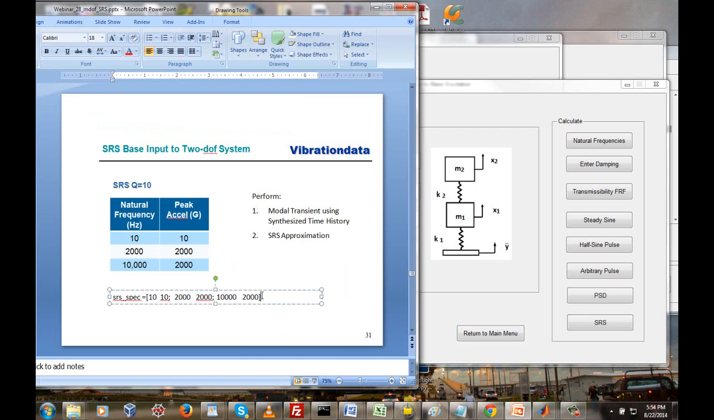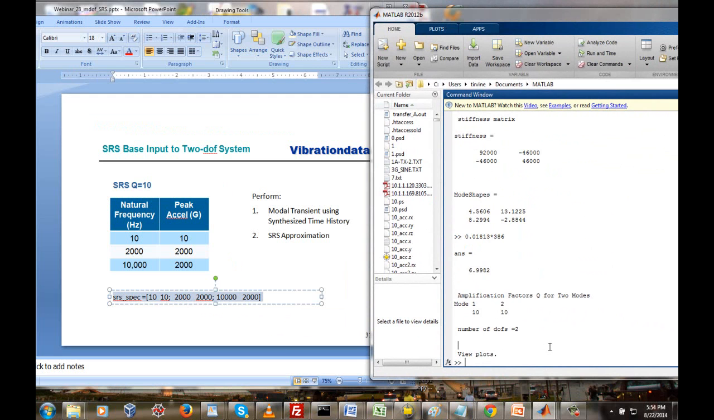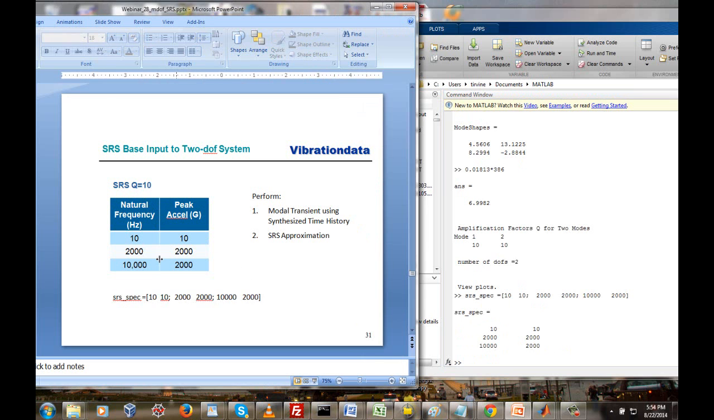Okay, now we're going to have some fun, and we're going to do an SRS analysis. So I'm going to take these points here, these coordinate points, and do a Control-C, and I'm going to go to the command window here and do a Control-V. So now I have a file in the Matlab workspace called SRS Spec. So we have SRS Q is equal to 10. We have natural frequency in hertz and peak acceleration in G.